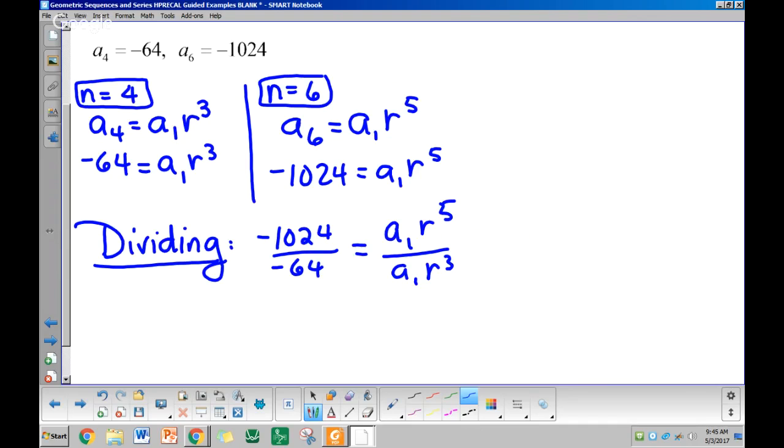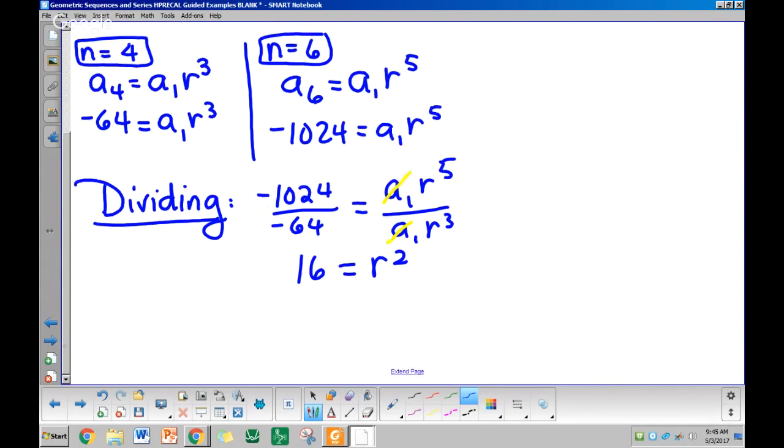So what happens so nicely when you divide them? The A sub 1s cancel on the right side, and that turns out to be 16 equals R squared. So R could be plus or minus 4. So I have two possible sequences. So let's see what they are.